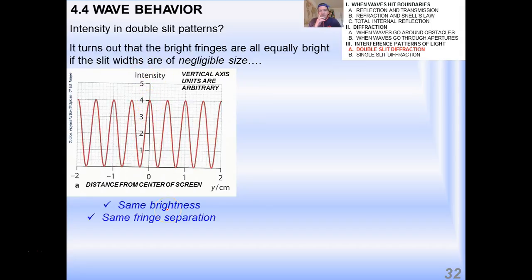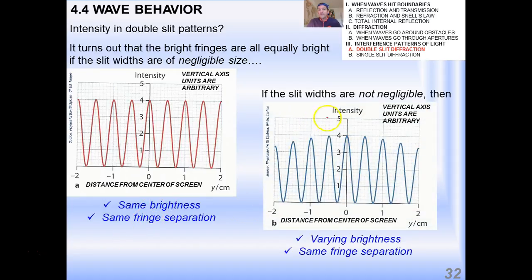All right, so note again, same brightness, same fringe separation. Now, if they're not negligible, what happens is that you have bright fringes of varying brightness that falls off as you go away from the central minimum. However, you have the same fringe separation. So you better know that, okay? Because that's something that could easily be asked of you in a paper 2 question, okay?